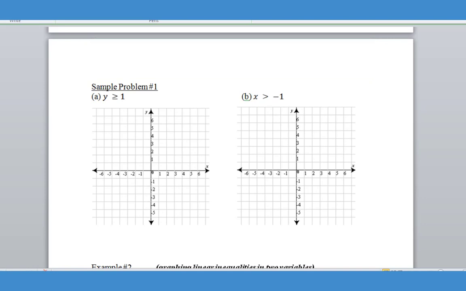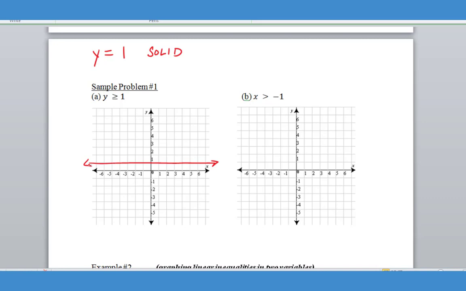So hopefully you finished part A and part B. I'm going to just walk you through this. My first objective is to change the inequality to an equation. So I'm going to say y equals 1. And since the inequality shows greater than or equal to, I know that when I graph this line, it's going to be a solid line. So I'm going to graph the horizontal line y equals 1 with a solid line. Hopefully you're using a straight edge. I'm going to do my best to freehand this. So that is the line y equals 1, and it's solid because it's also equal to it.